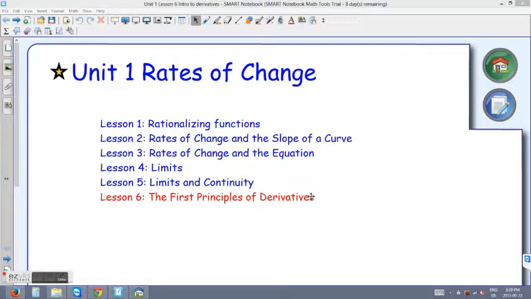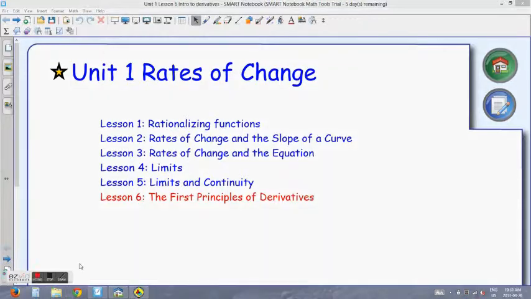Welcome to today's lesson. We are on Unit 1, Rates of Change, Lesson 6, the first principles of derivatives. The concepts you have explored to this point have laid the foundation for you to develop the sophisticated operation called differentiation.